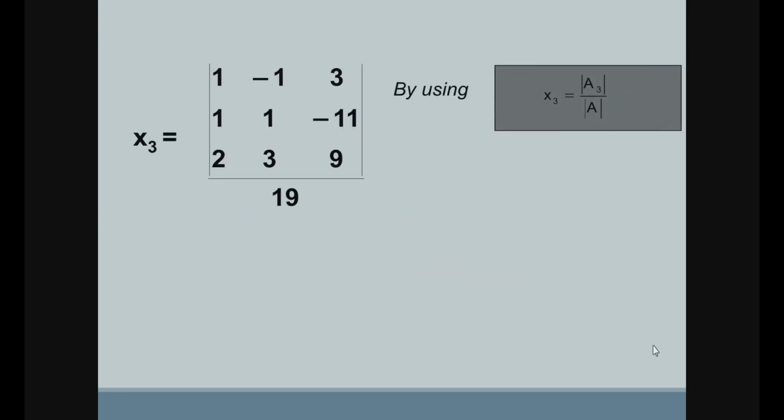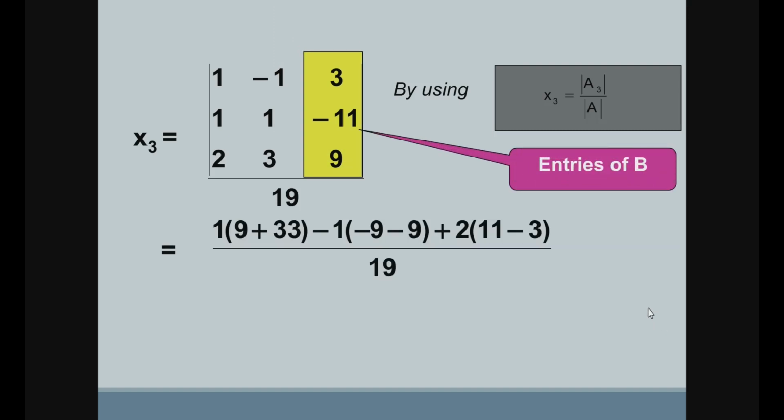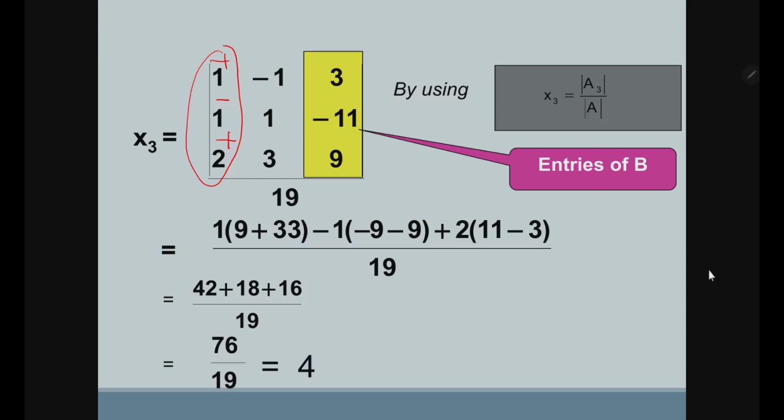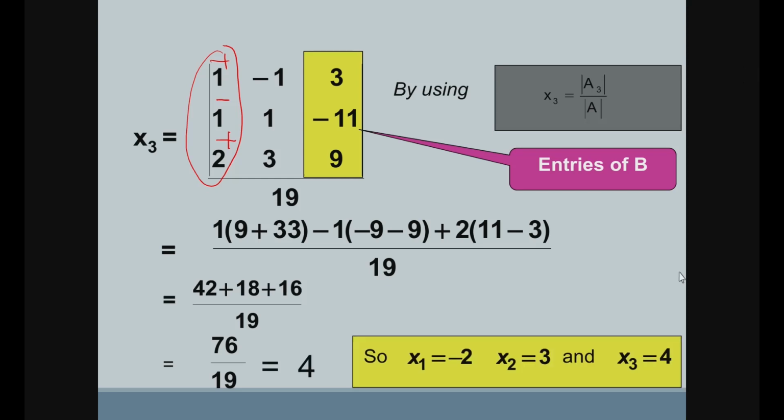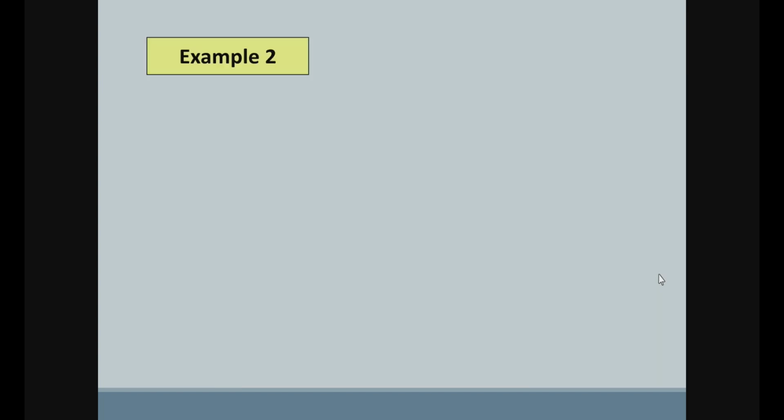For x3, we need to replace the third column by the entries of B. Here we use the first column, 1, -1, and 2. With the cofactor plus, minus, plus, we can get x3 equal to 4. So x1, x2, and x3, we get the solutions.